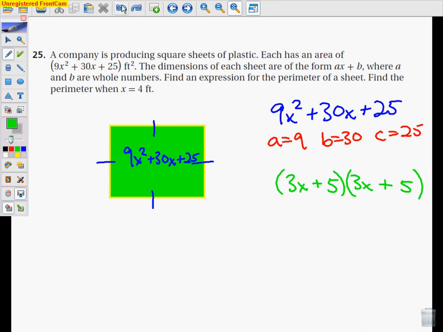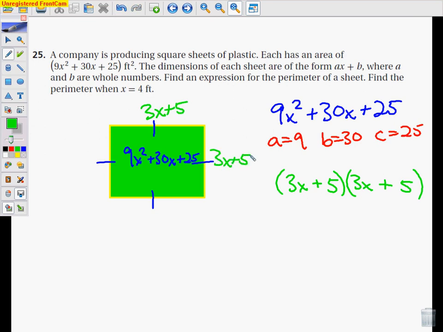To check it, you have to check that your outer and your inner, when you multiply them together, their sum is 30x. 3x times 5 is 15x. 5 times 3x is 15x. That adds up to 30x. So that is the correct factorization. That means that this side here is 3x plus 5, and this side here is also 3x plus 5.